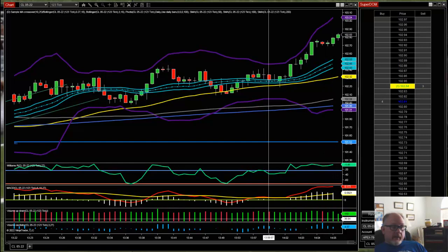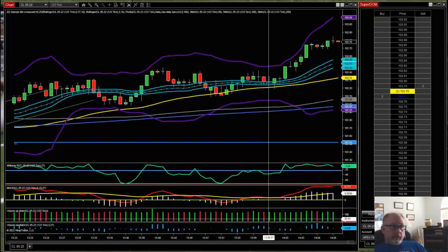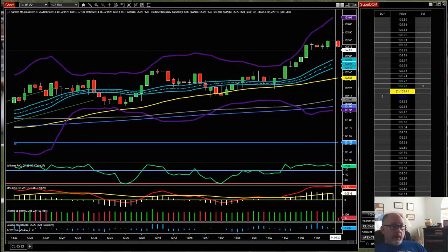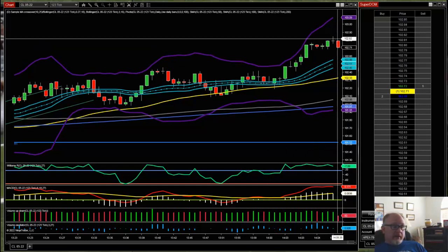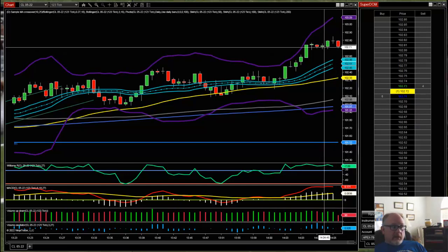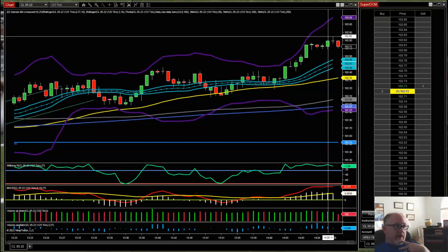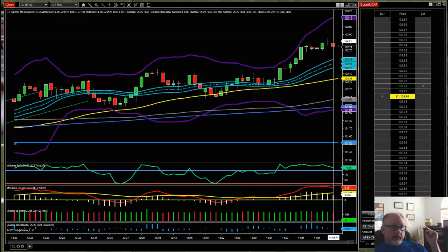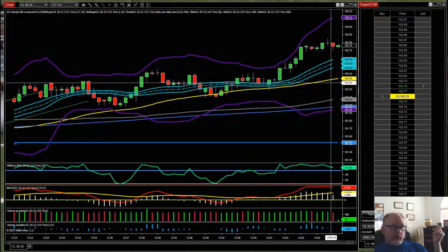Williams percent R is up on the top. MACD's way up here. Personally, I'm going to take a 10-minute break here. We're just going to play it by ear right now. I'm not excited about getting short, and I don't like getting long in a high. There's too much risk in it. If the market moves against you, you can lose 100 ticks real quick.